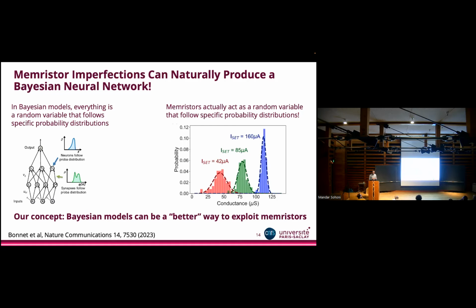And the insight we had is that we have this class of neural networks that are very powerful. We are going to see why. That are very hard to compute also, because everything is a probability distribution. And we have these devices that actually very naturally act as random variables and follow probability distributions. We felt there has to be a way to really use the random character of memristors to implement Bayesian neural networks like that. And before explaining exactly how we did it, let me say a bit more about Bayesian neural networks.